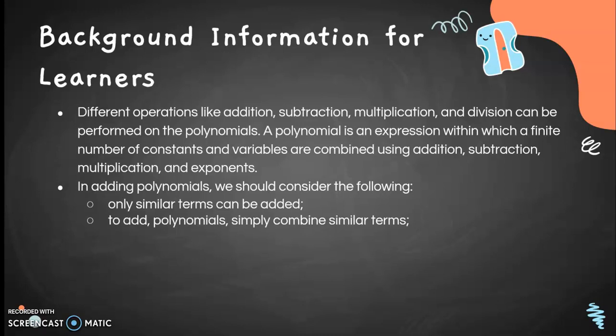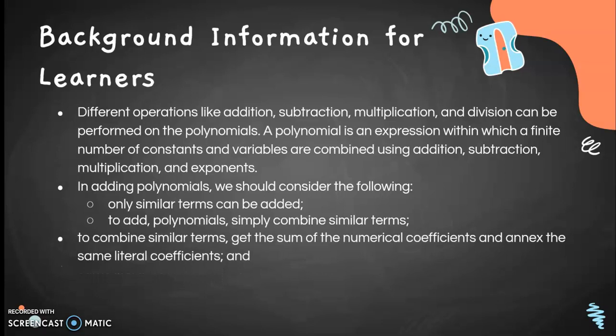What do we mean by similar terms? Those are polynomials or terms with the same literal coefficients. Okay? I have mentioned it before in the previous discussion what literal coefficients and numerical coefficients are. Next, to combine similar terms, get the sum of the numerical coefficients and annex the same literal coefficients. So, when we combine similar terms, we add the numerical coefficients, the numbers, and the similar literal coefficient, we just copy.